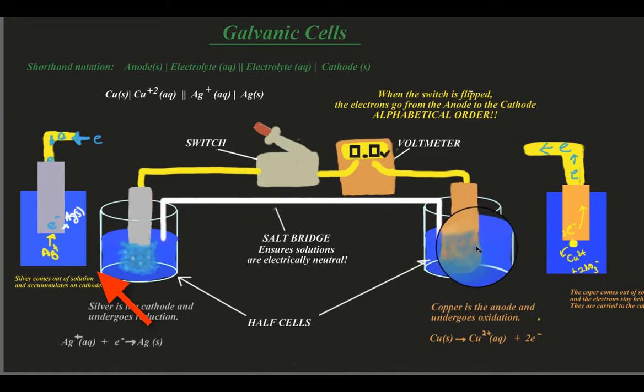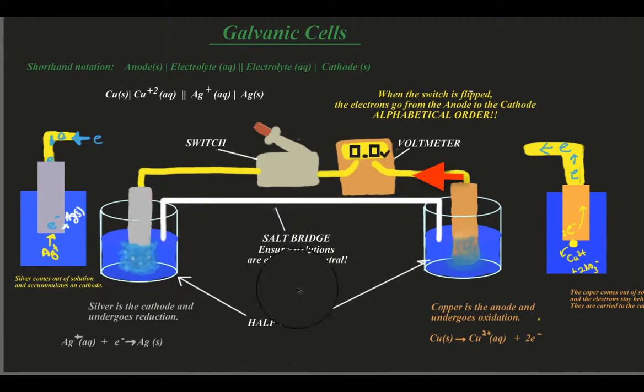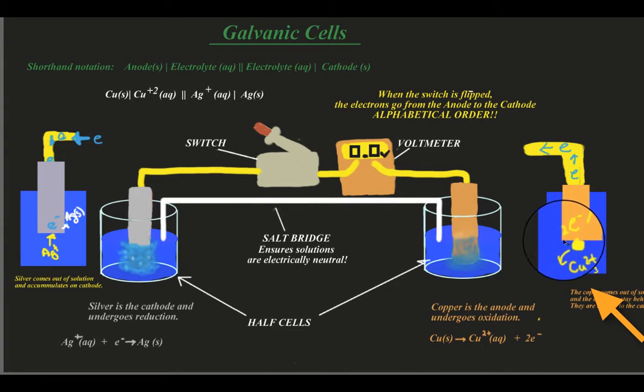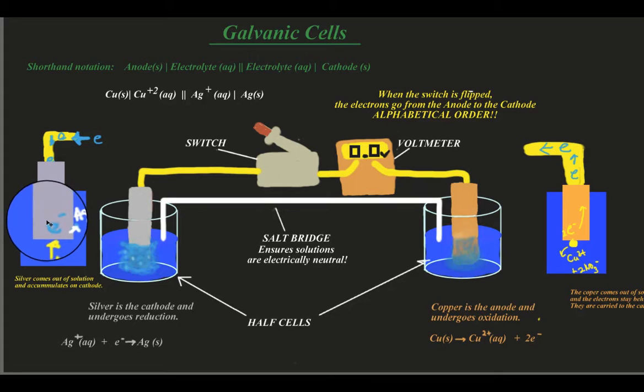So, basically in this scenario, we're going to have silver undergoing reduction. This side is going to be copper undergoing oxidation. So basically in a galvanic cell, there's going to be a spontaneous movement of electrons here due to the fact that there's a difference in reduction potentials for both of these metals. So one of these metals is easier to oxidize than the other. In this case, it'll be copper.